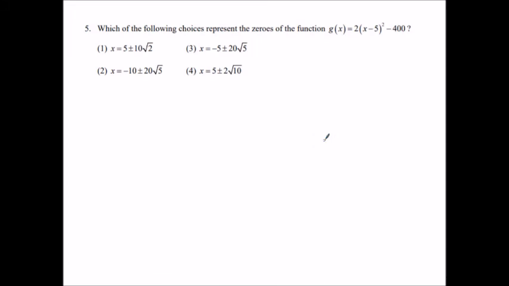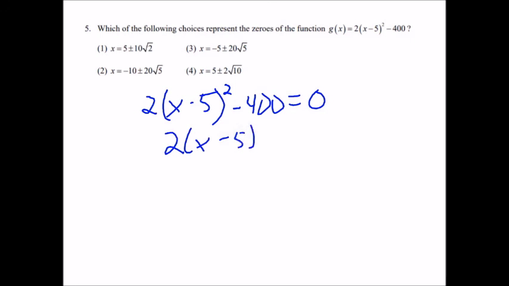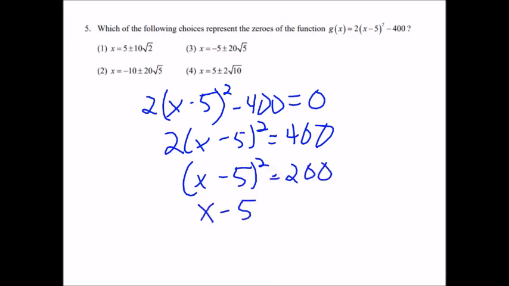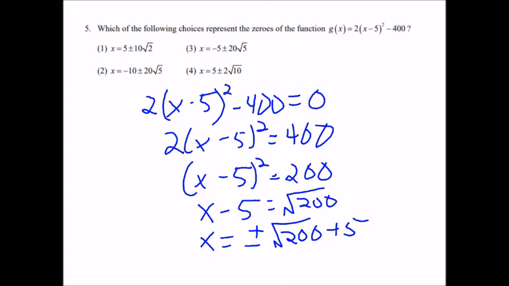All right, I believe this is the last one. Which of the following choices represents the zeros of the function g of x equals 2 times (x minus 5) squared minus 400? So this is asking, where does this equal 0? So I'm going to add 400. I'm going to divide by 2. I'm going to take the square root. So my two answers are going to be plus or minus the square root of 200 plus 5. Now that's not a choice.